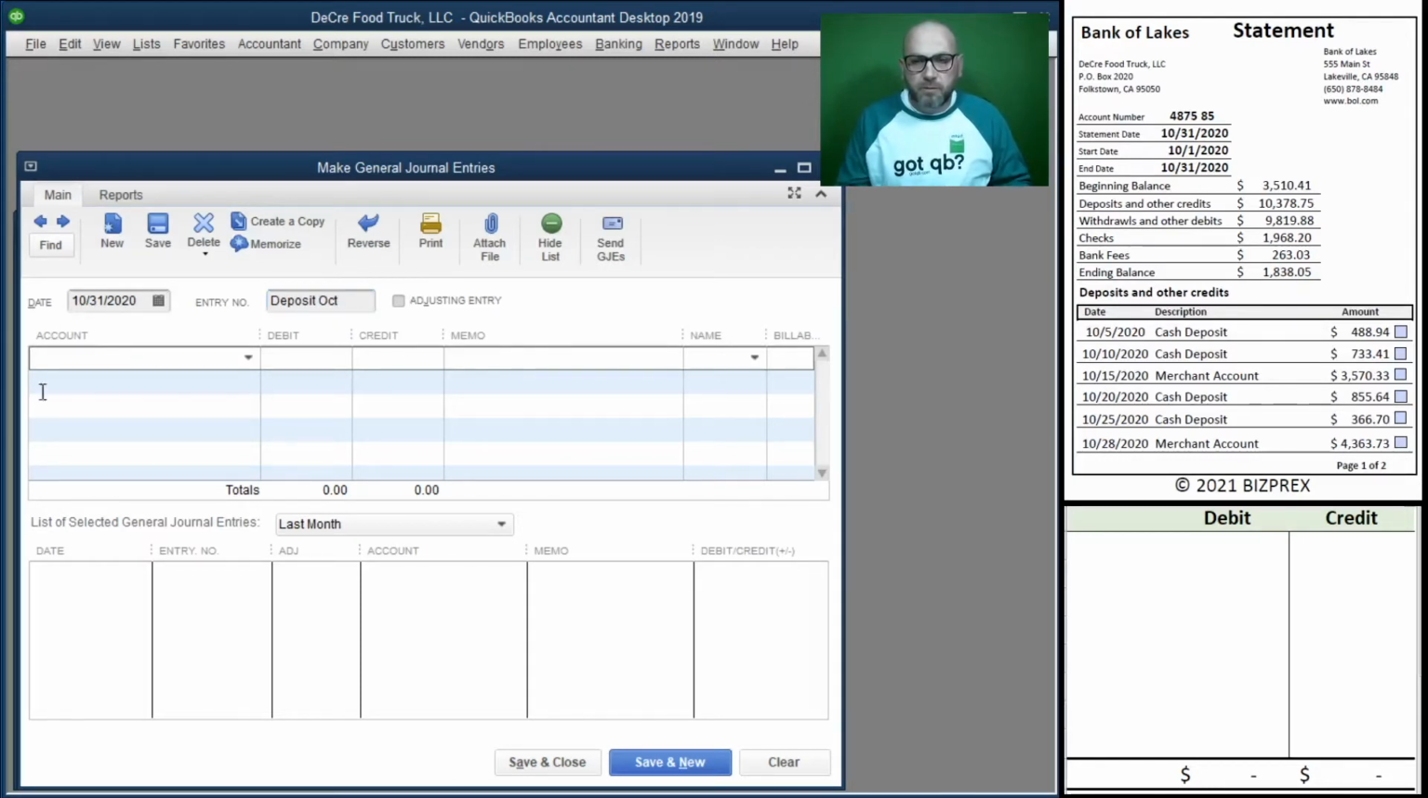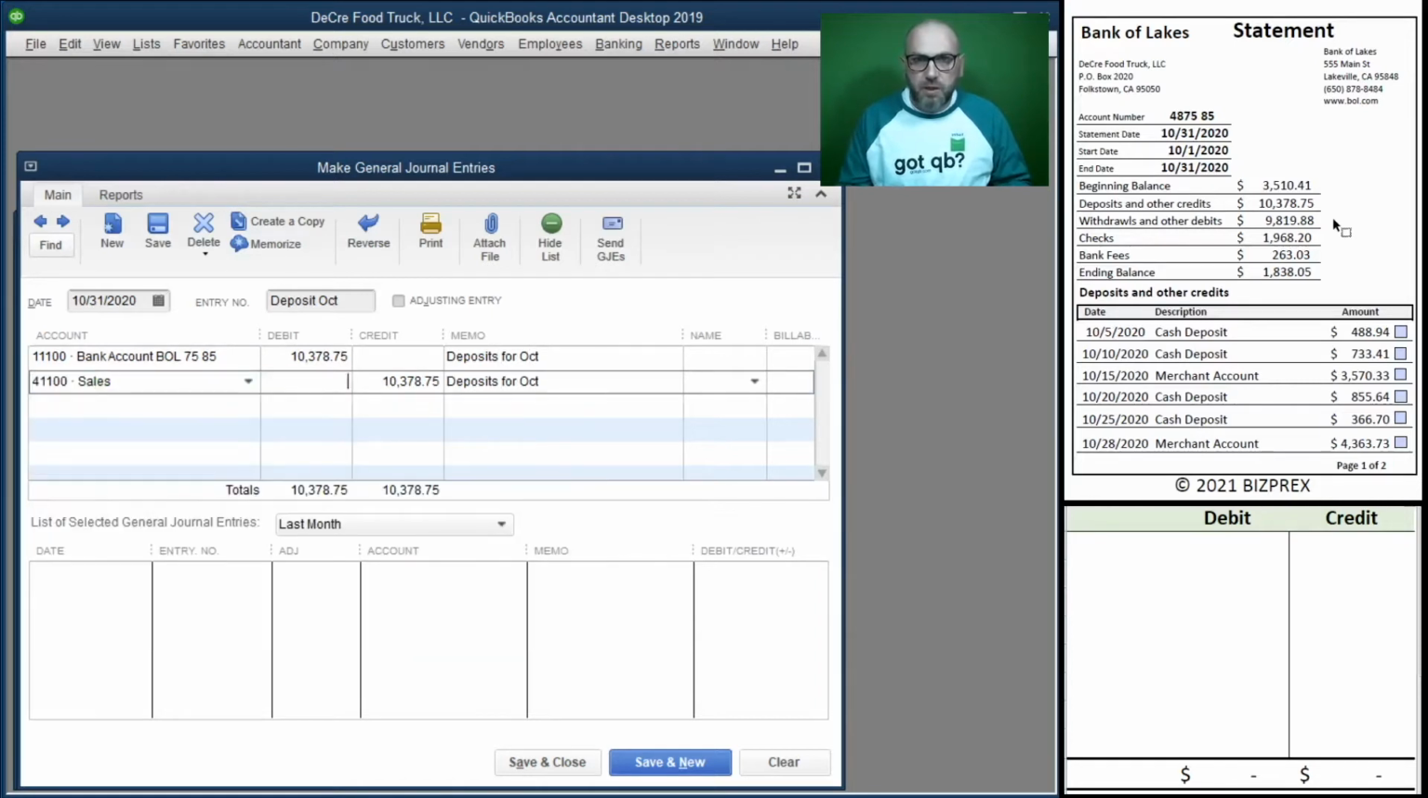All right, good. So what's happening? We know one thing for a fact, our bank account balance increased. Bank account is an asset. Assets are increased through debits. So we can just take this lump sum right here. All right, so those are deposits for October.